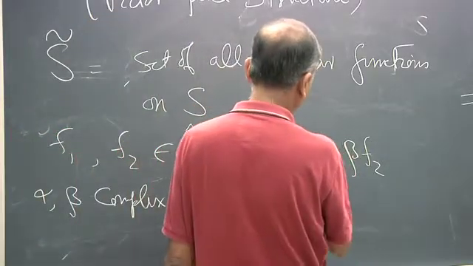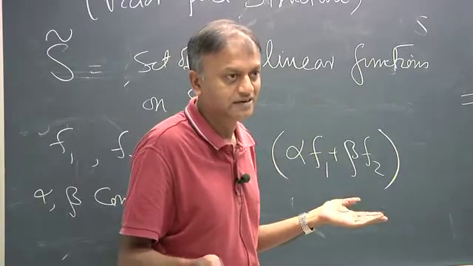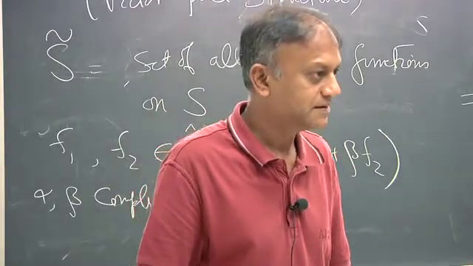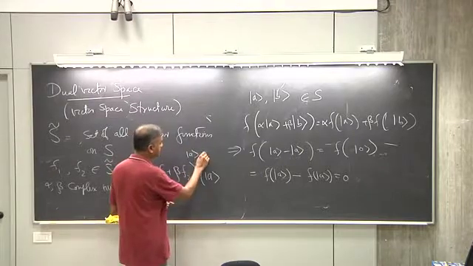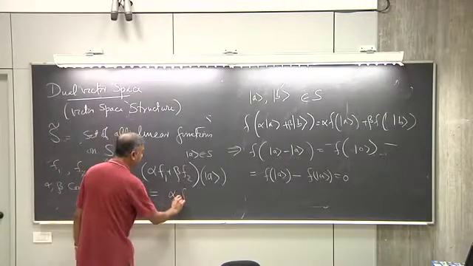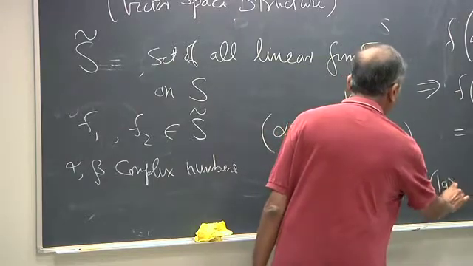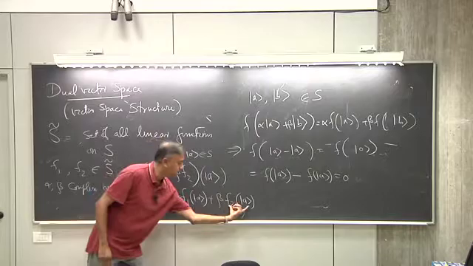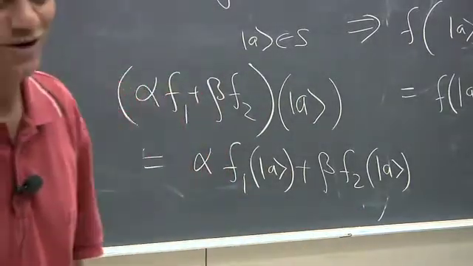So what is the definition? Well, I can define a function once I know how it acts on every element of S. After all, that's the definition of a function. If I know how a function acts on every element of the set, then I have defined the function completely. So I will define this on an arbitrary vector. A is an arbitrary vector. For any vector, I want to define what I mean by this function. Well, this is an obvious definition. It is simply alpha f1 acting on A plus beta f2 acting on A. So f1 acting on A is a complex number. You multiply that by alpha, plus this is again another complex number times beta. This whole thing is a complex number. A very natural definition. You cannot think of anything else.